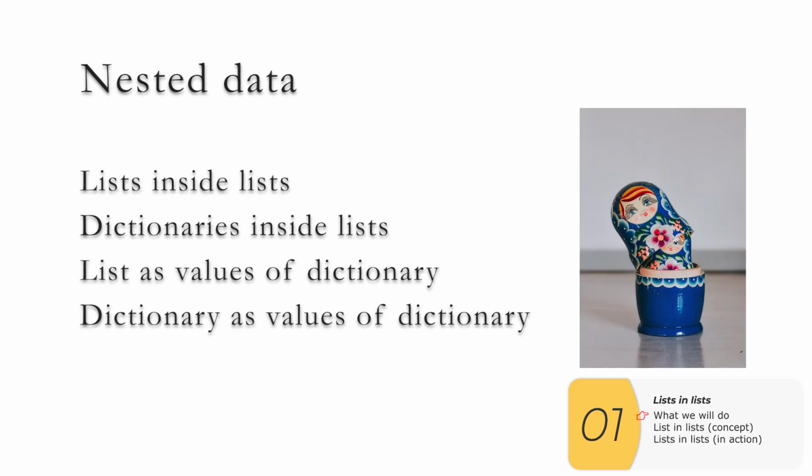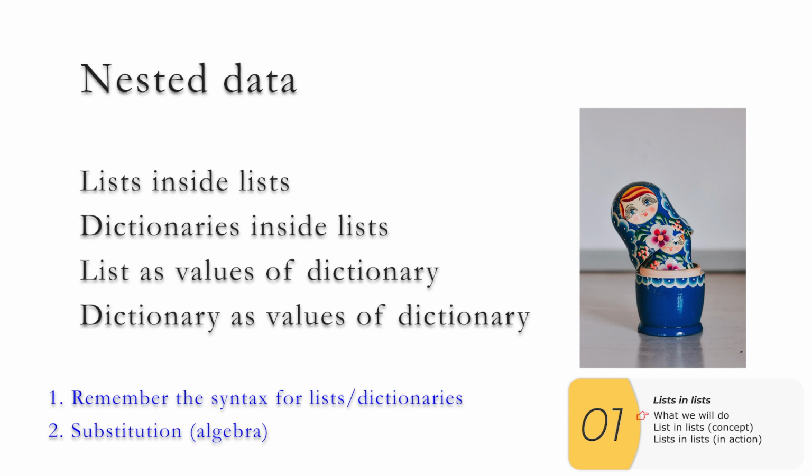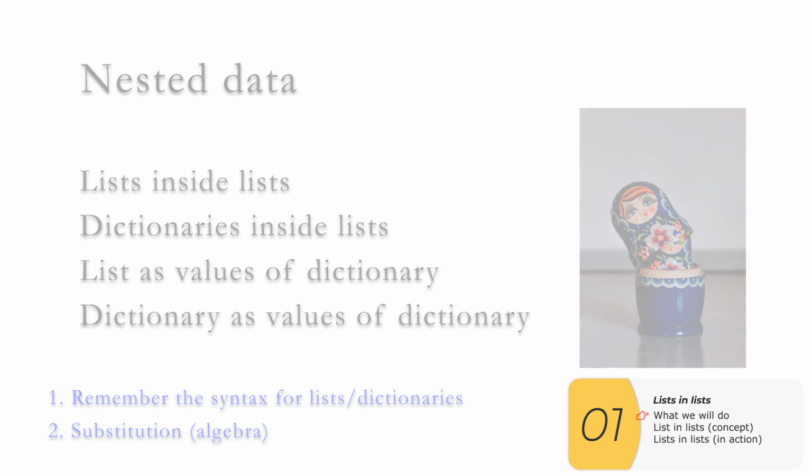So that means data structures inside of data structures, and there's a straightforward rule for how to use all of these. And that is to remember the syntax for basic lists and dictionaries, and then apply substitution as you would do in algebra. And I'll show how that works right now.